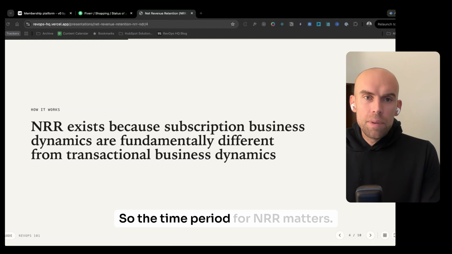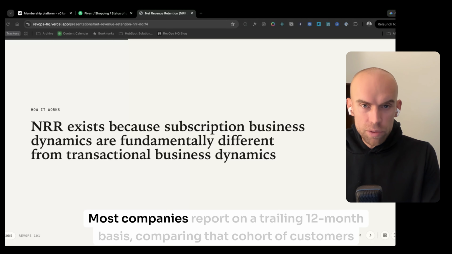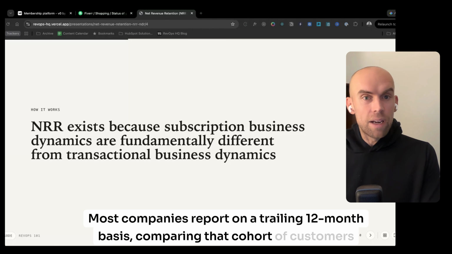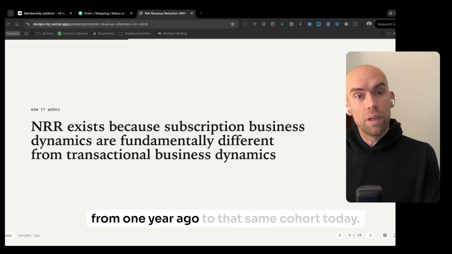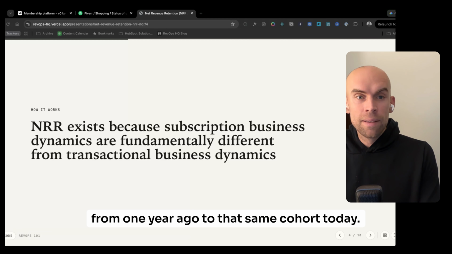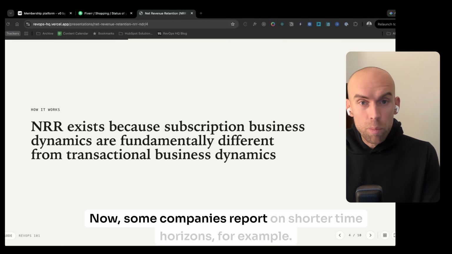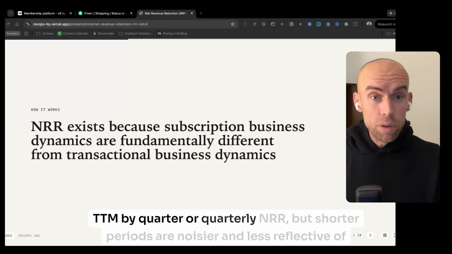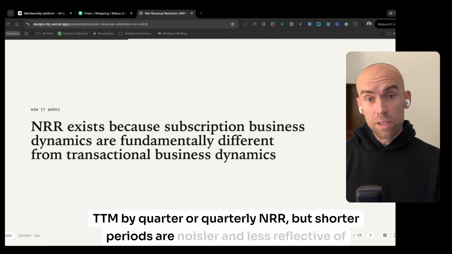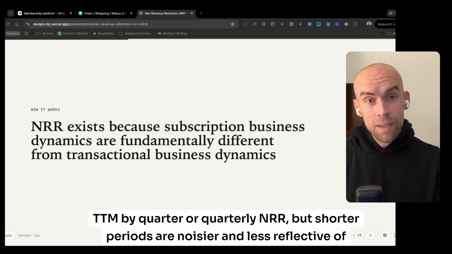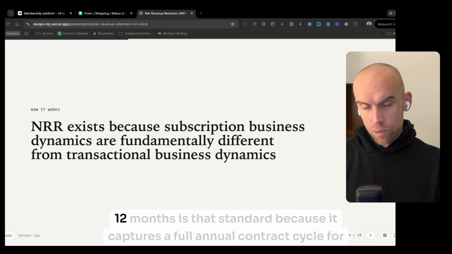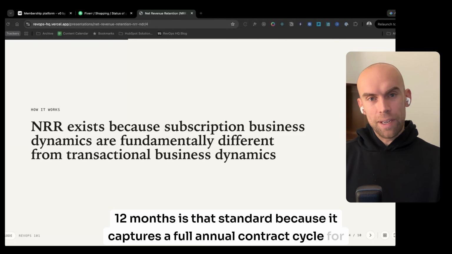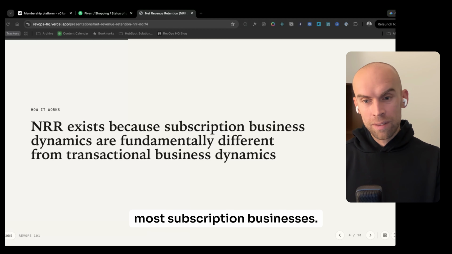So the time period for NRR matters. Most companies report on a trailing 12-month basis, comparing that cohort of customers from one year ago to that same cohort today. Some companies report on shorter time horizons, for example, TTM by quarter or quarterly NRR, but shorter periods are noisier and less reflective of the underlying business dynamics. 12 months is the standard because it captures a full annual contract cycle for most subscription businesses.